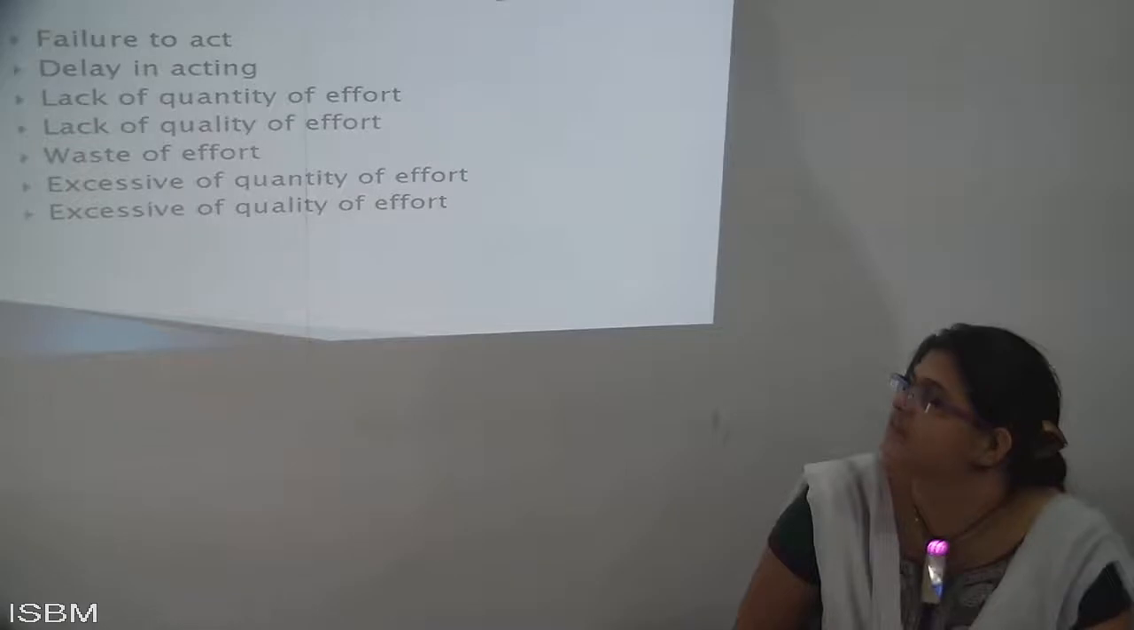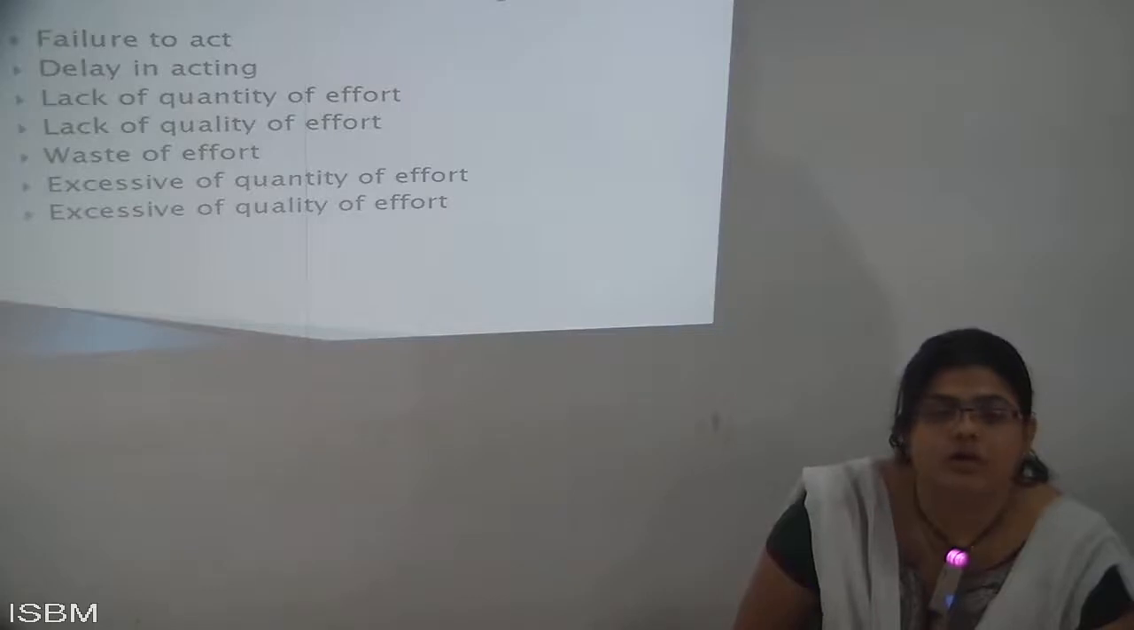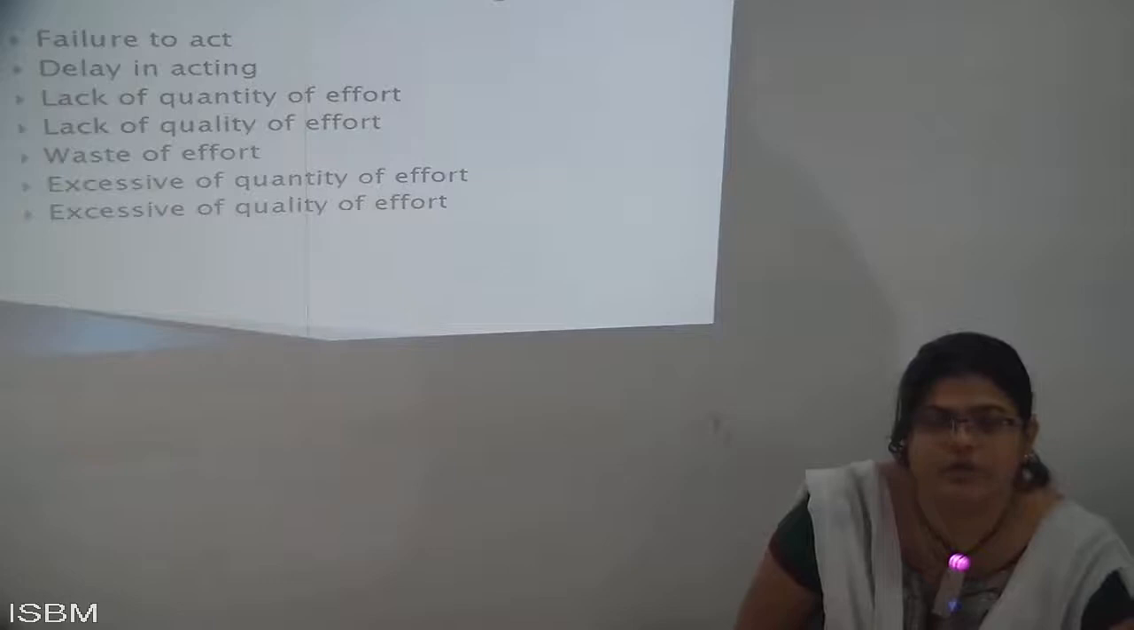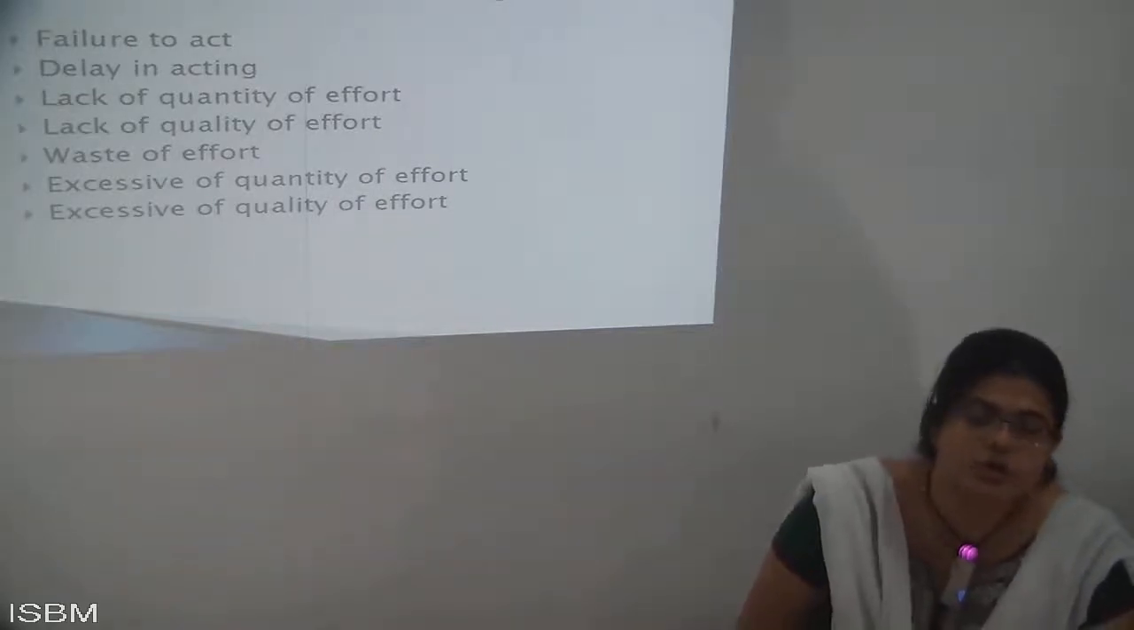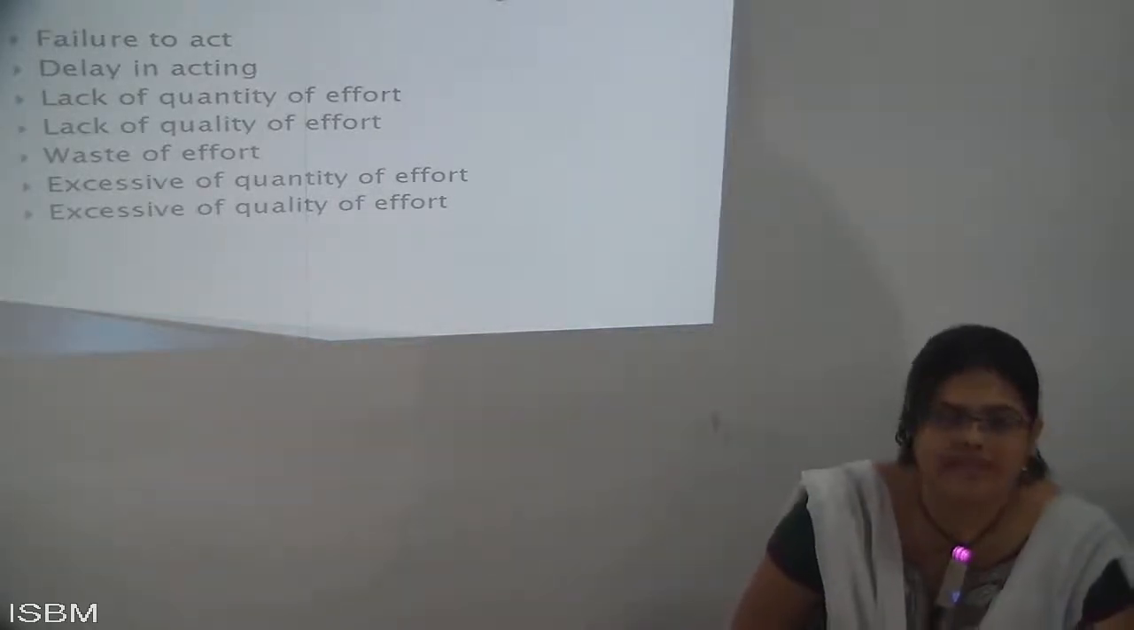Next is excessive quantity of effort and excessive quality of effort. Here, if you are using extra efforts, putting in extra efforts, there also you face a bad outcome. And if you are putting in the wrong kind of quality, there also you would face negative results. So you should not use more, and you should not use less.